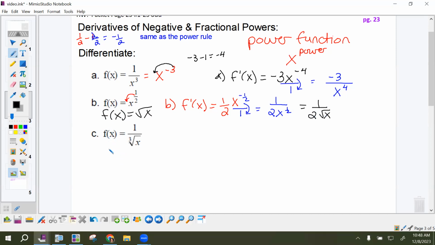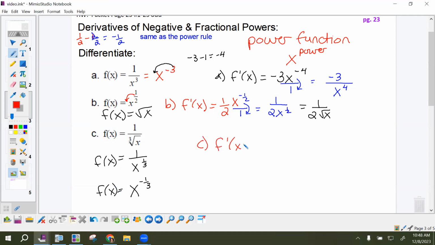So then for c, before we can do any calculus work, we have to write the cube root as a power and not in the denominator. So this is all the original function. No calculus occurred.